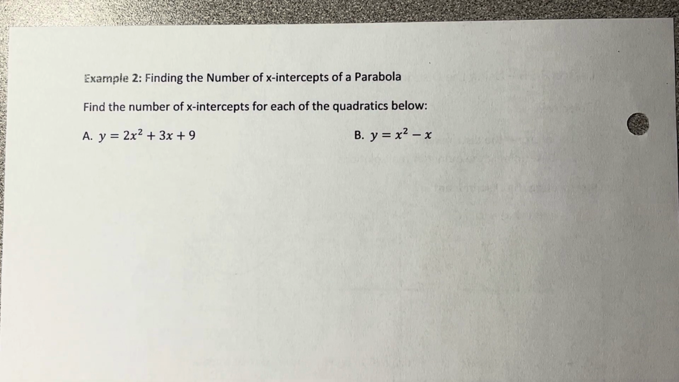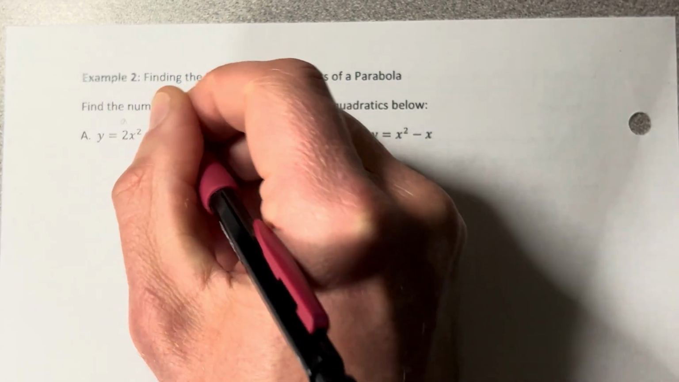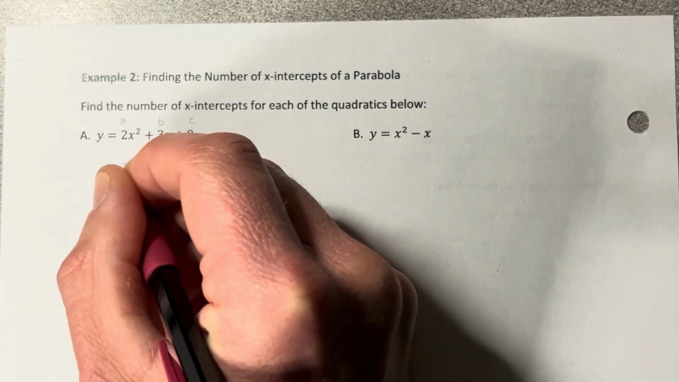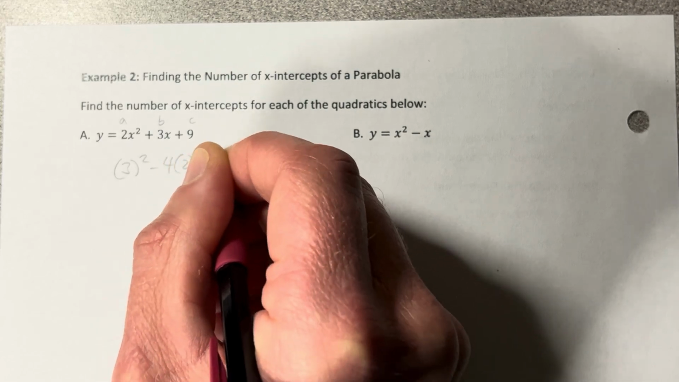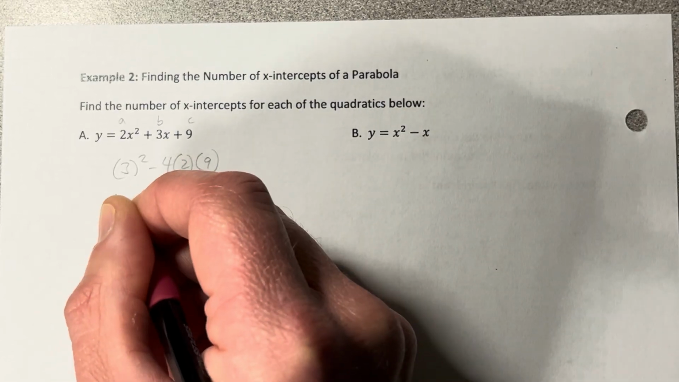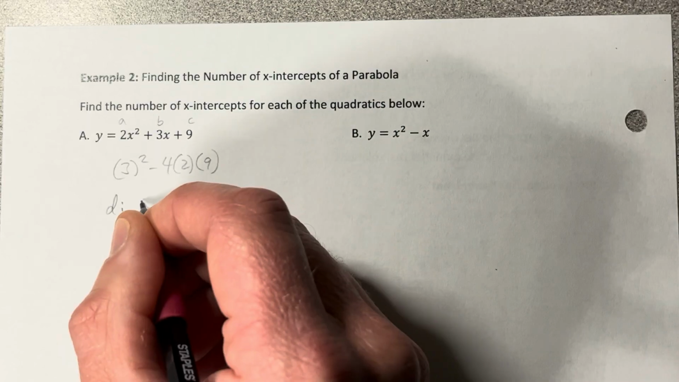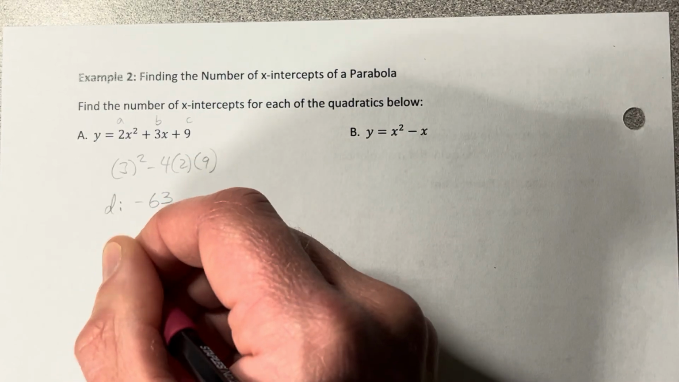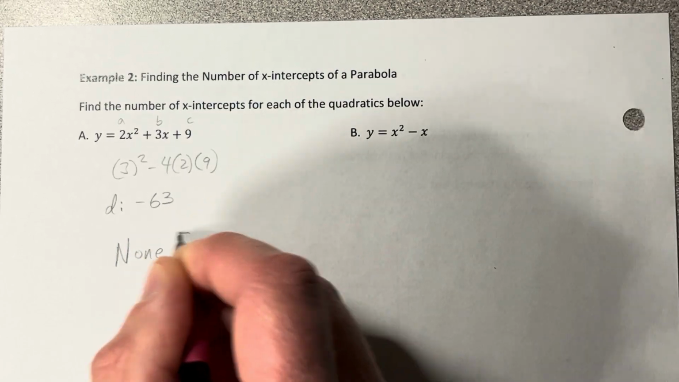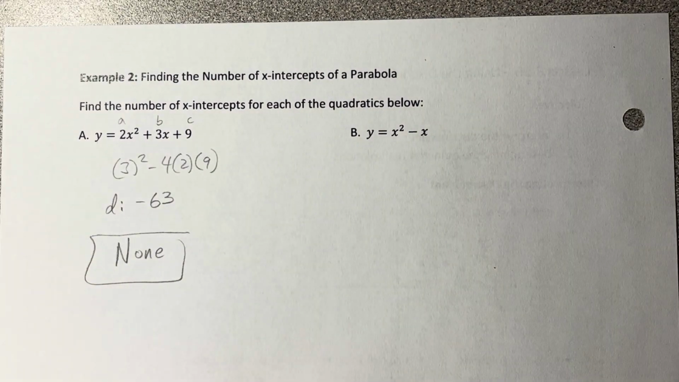And yeah, so we've got our a, b, c, and we go b squared minus 4ac, and I get a discriminant of negative 63. So there are no x-intercepts, none. It is not going to cross.